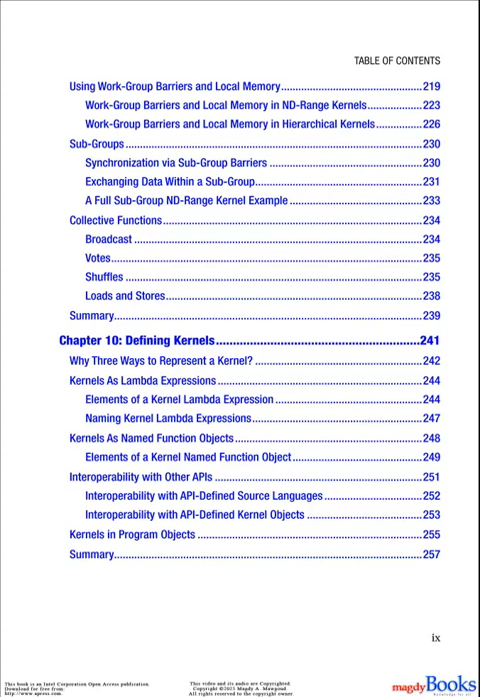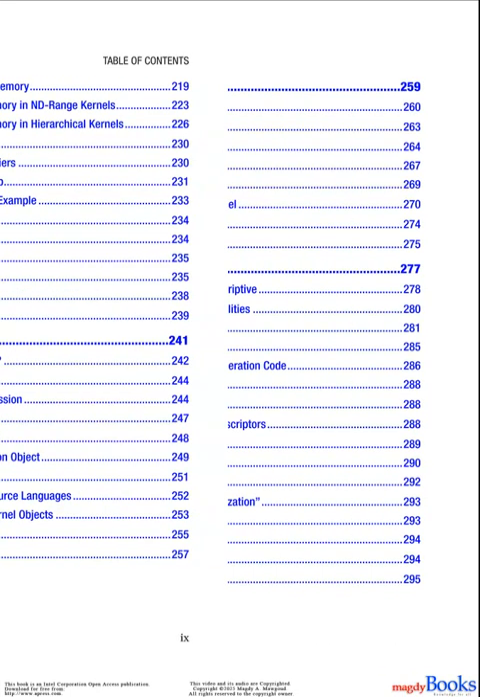Why three ways to represent a kernel. Kernels as lambda expressions. Elements of a kernel lambda expression. Naming kernel lambda expressions. Kernels as named function objects. Elements of a kernel named function object. Interoperability with other APIs. Interoperability with API-defined source languages. Interoperability with API-defined kernel objects. Kernels in program objects. Summary.